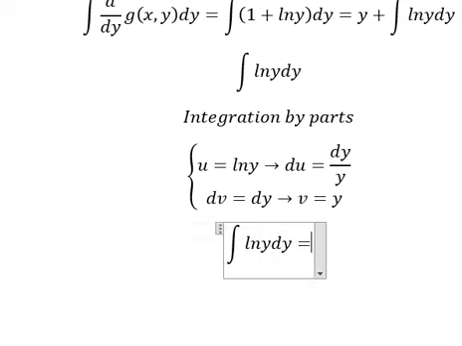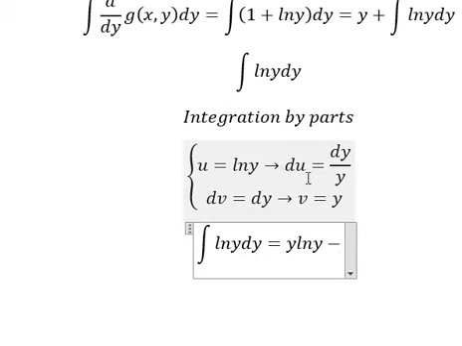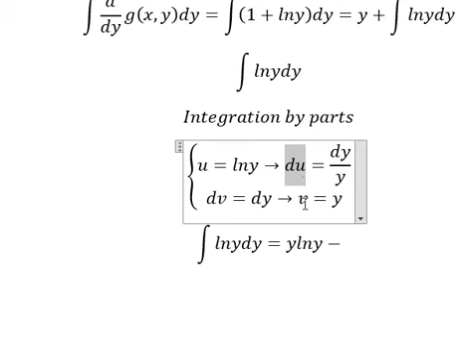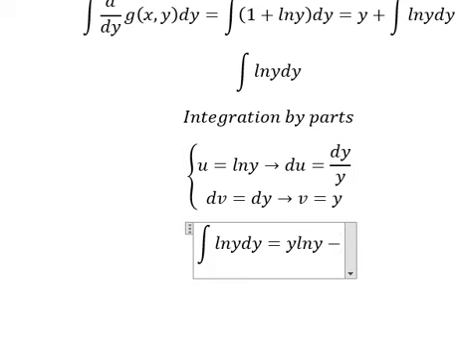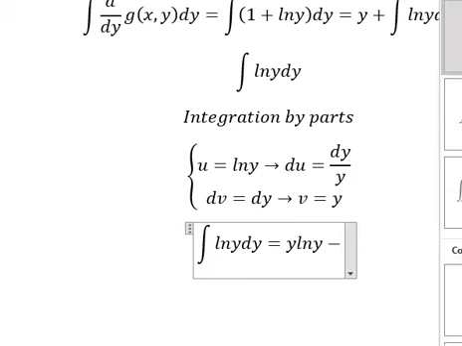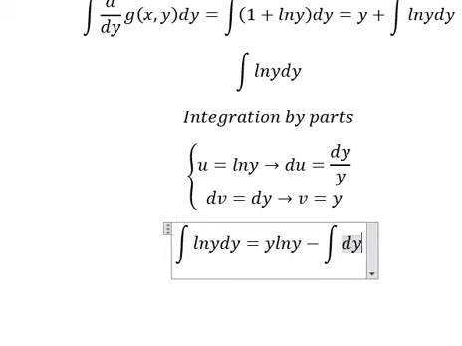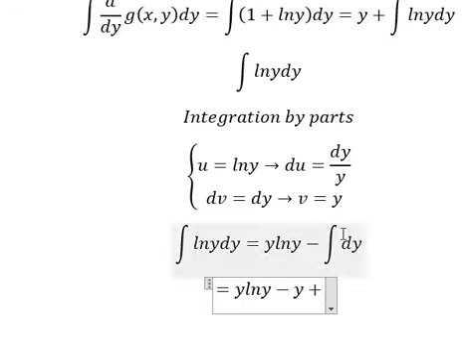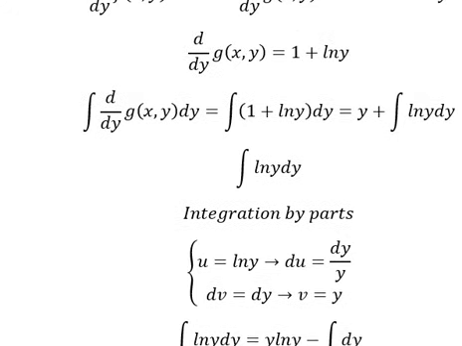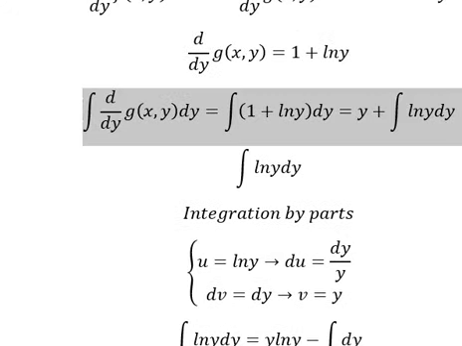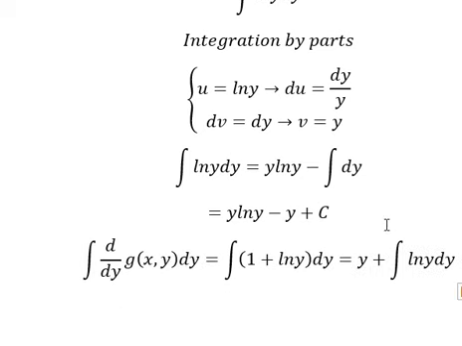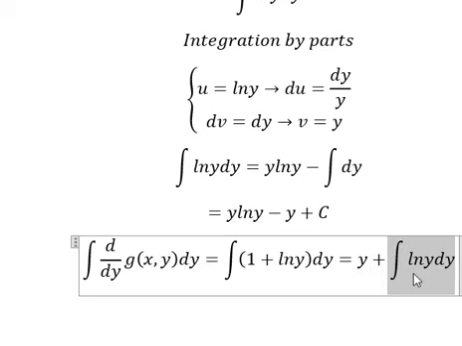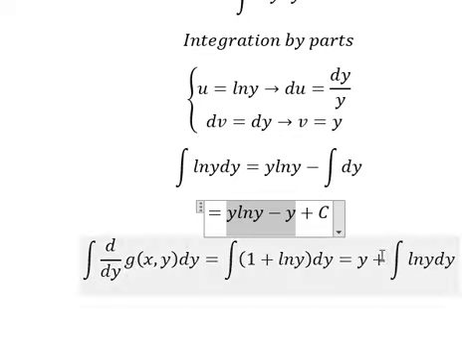So we have u multiplied by v minus the integration of v du. So we have the integration dy. So this one we have y and we put c. Now we go back in here. So the integration of this one, that is this one.